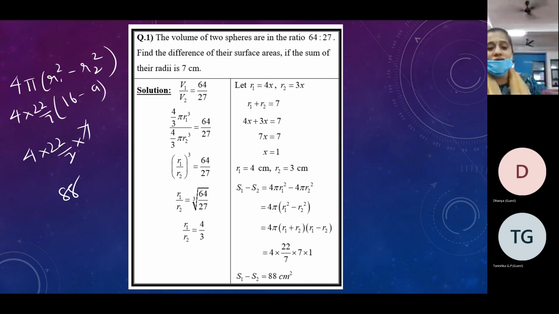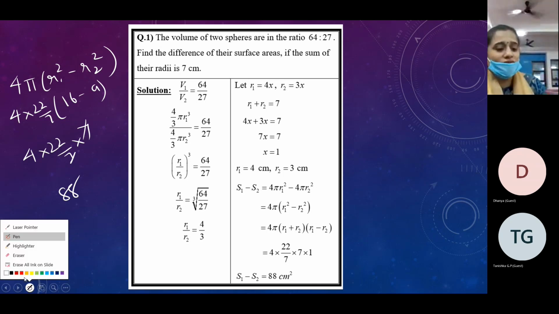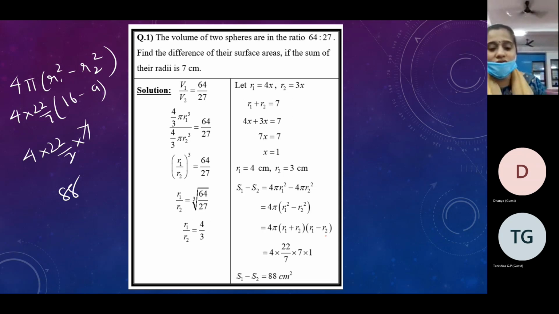Okay. So R1 plus R2 is 4 plus 3, 7, and R1 minus R2 is 4 minus 3, 1. Now 7 and 7 get cancelled and it's 88. Very good. I'm sure Madhumita also understood.